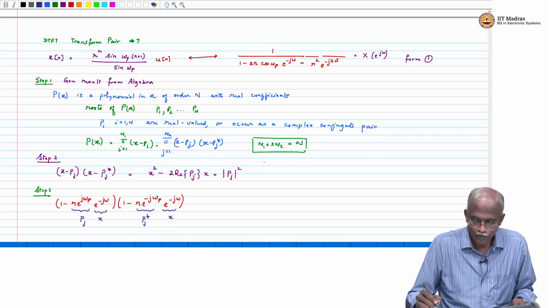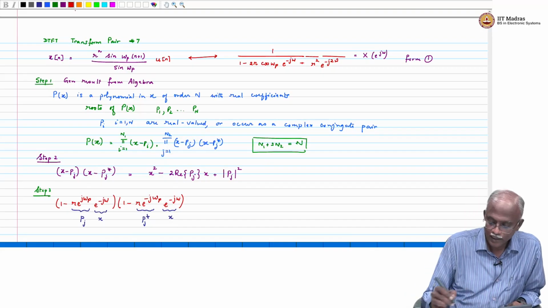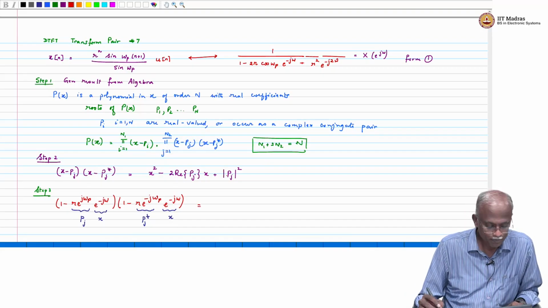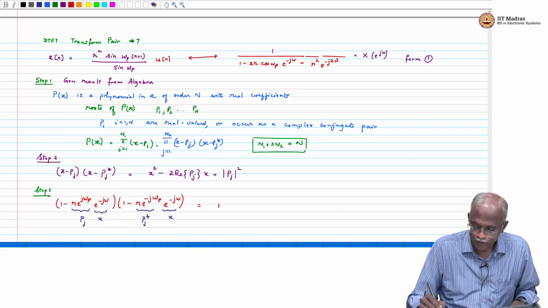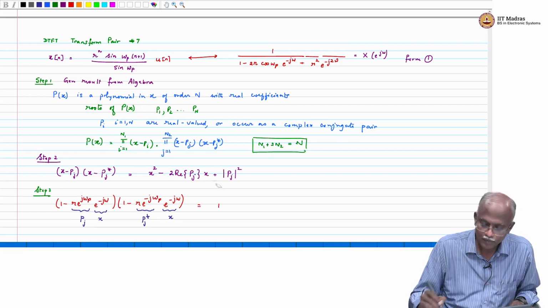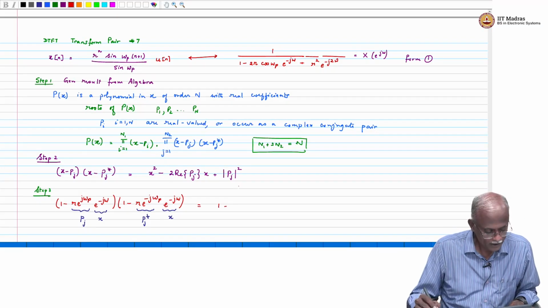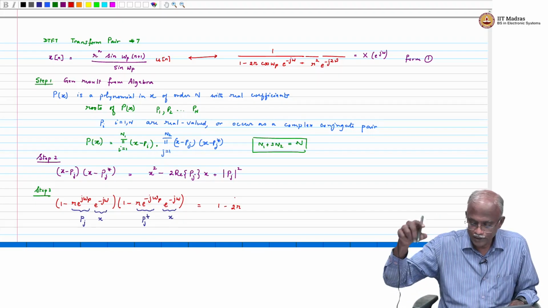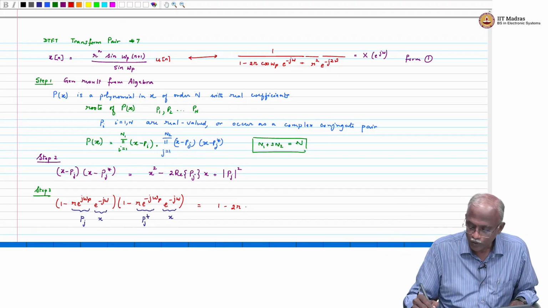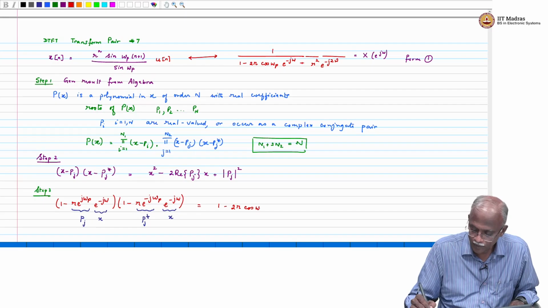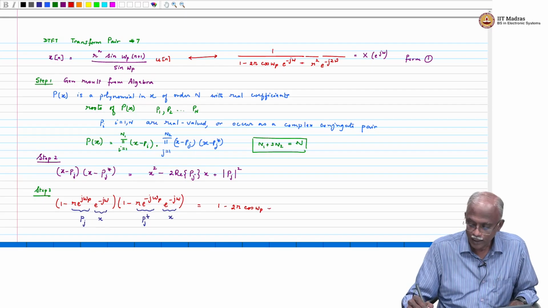Now, if you go ahead and use the form that you have in step 2, what you will get is 1 minus 2r, e power j omega p plus e power minus j omega p, that will become cosine omega p, e power minus j omega plus r squared e power minus j2 omega.